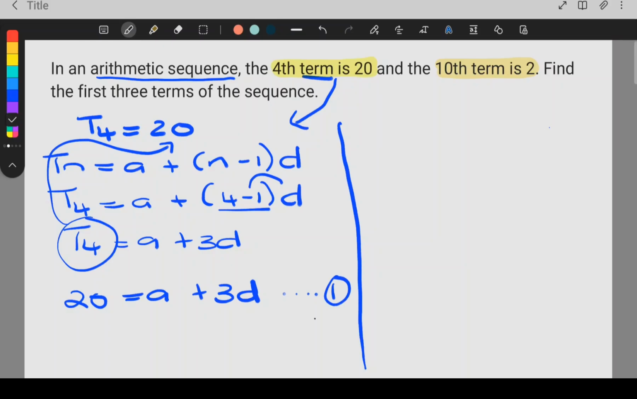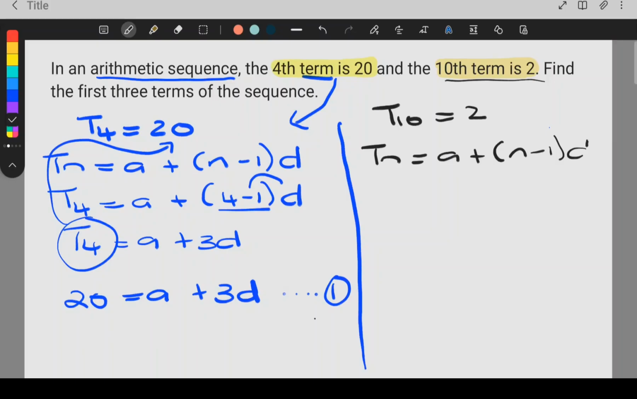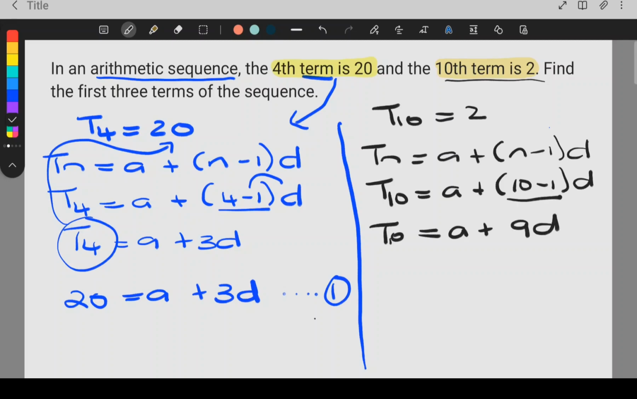Then I'm going to go to this part of the information and it says T10 is equal to 2. Now because a term is given, I'm writing down the general term again from my formula page. And I replace every n with 10. Then I simplify this bracket. Put the 1 there. This is 9d.